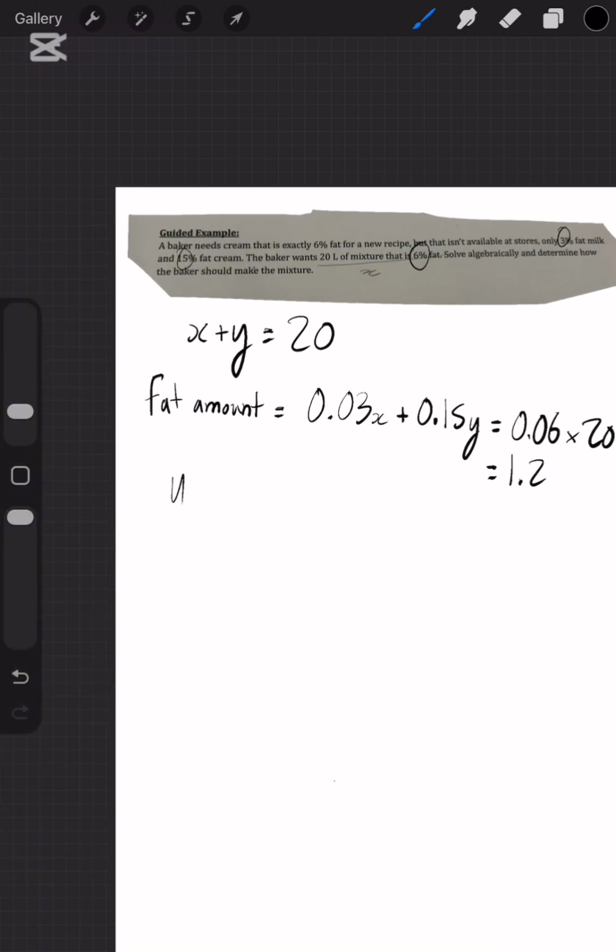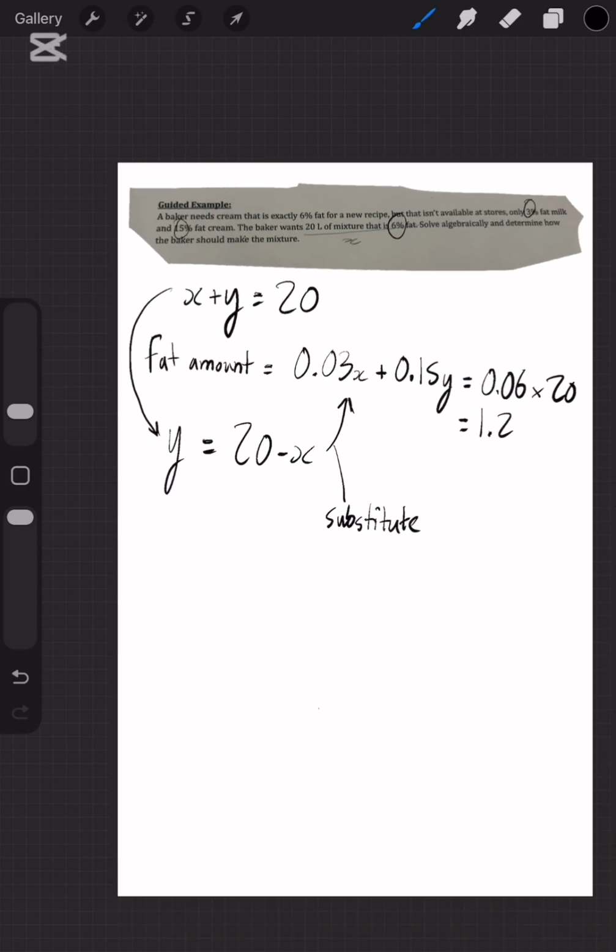Then we can make an equation for y in terms of x. There we go, so we isolate y, move the x to the other side, and then we can use this and substitute it into our fat amount equation, so that we're left with an equation in only x. That way we can solve for x and then solve for y later. There we go, so we substitute it into our equation.